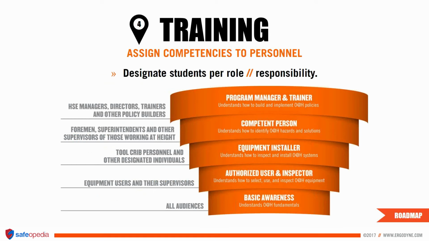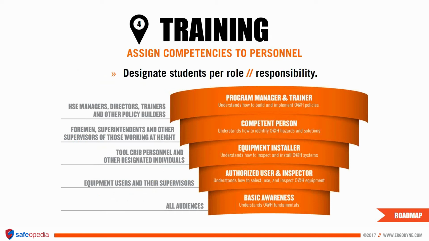And then you'll take a look at the workers and designate responsibility levels. So here is just an example of a training program that Ergodyne has in place of taking somebody that's a basic awareness level of education that is good for all audiences, and then working your way up to more of a program manager and trainer, which is going to be your HSE manager, trainers, safety directors, and so forth. And within your pilot area, you would assign individuals a certain level of competency and where you would expect them to be at when it comes to dropped object risks.